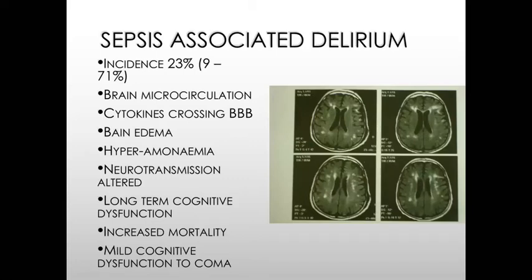And then one of the sad results of sepsis, it's called SAD, sepsis-associated delirium, is this delirium, which is probably caused by cytokines crossing the blood-brain barrier and leading to edema and leads to delirium in patients with sepsis. So that may be one of the first signs of sepsis. It can occur later on in ICU, and it is associated with long-term cognitive dysfunction and an increase in mortality.